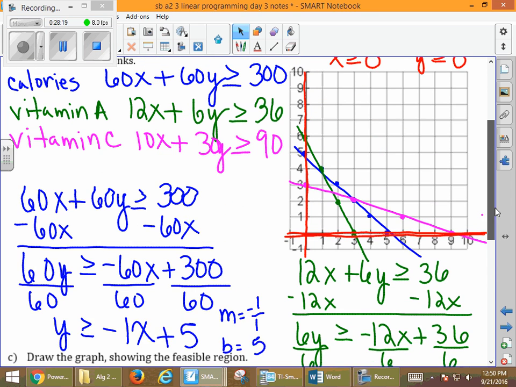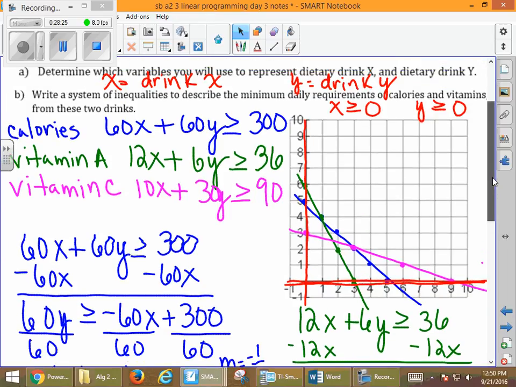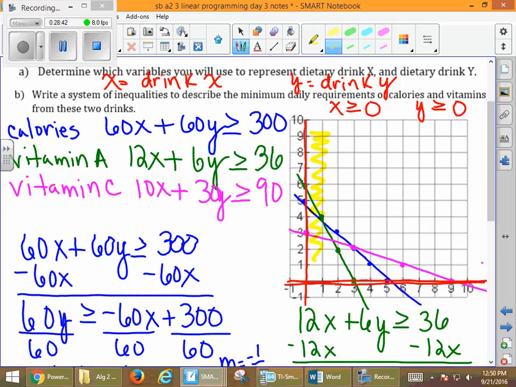So now that we've got everything graphed, what we need to do is shade. Let's start with the red lines again. X is greater than or equal to 0. Where is the value going to be greater than or equal to 0 compared to our vertical line here? It's going to be here. And greater than or equal to 0 for our horizontal line is going to be above.